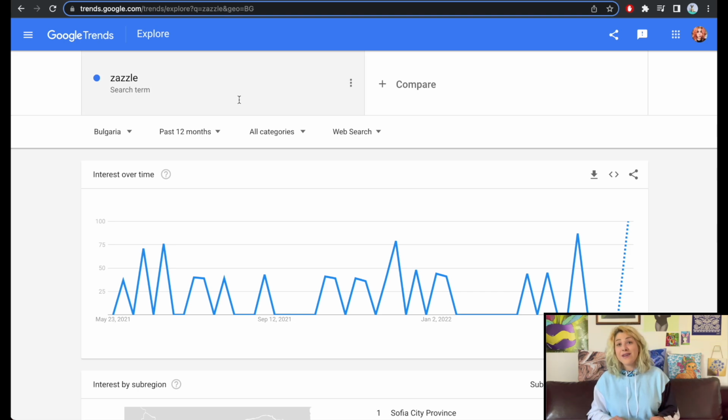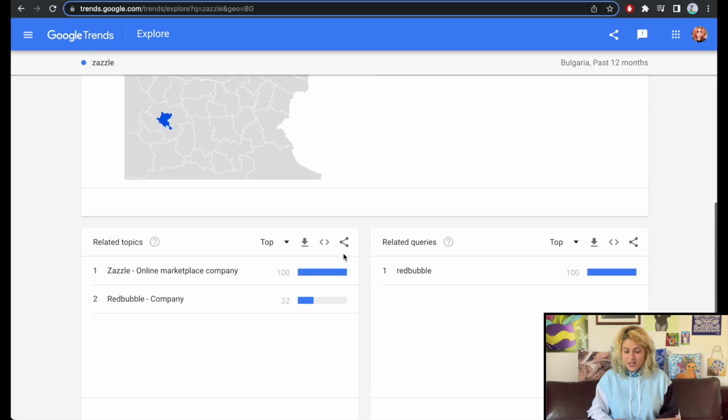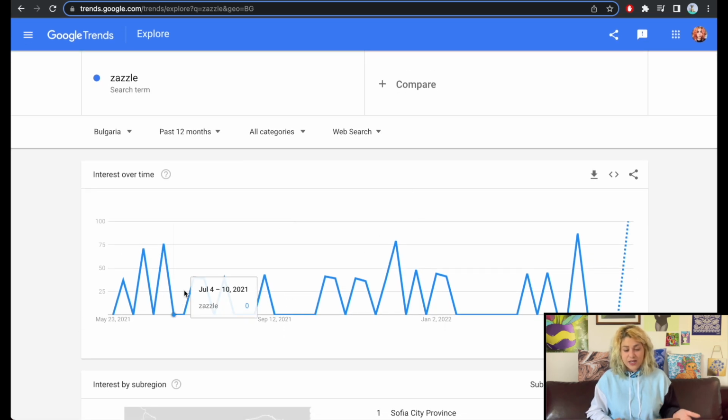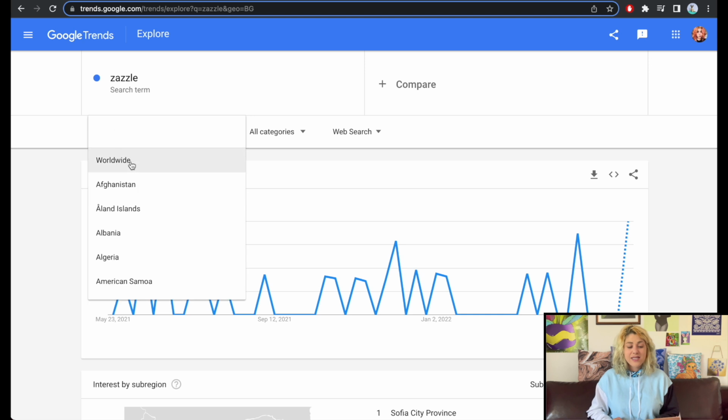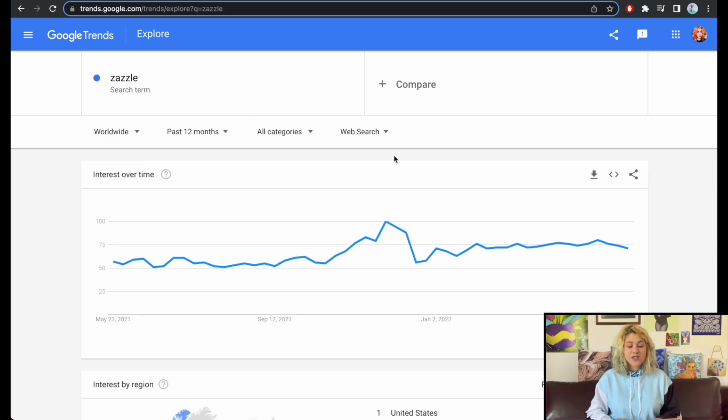Now, since I'm in Bulgaria at the moment, that's what it says, you know. It's very interesting that people would literally go here from Bulgaria. But let's click on worldwide and check out the interests of Zazzle throughout the past 12 months. As you can see here, we have a huge spike in traffic from November 28th to December 4th, and I'm pretty sure that everybody can guess why, because that's when you pretty much start to do your Christmas shopping.